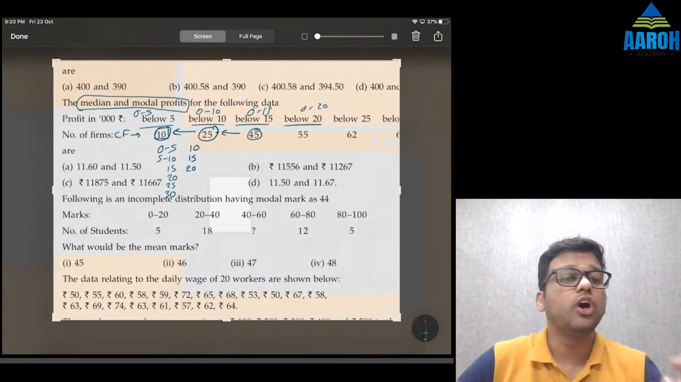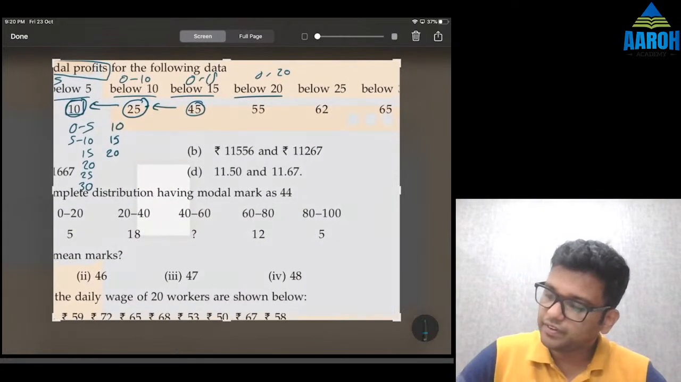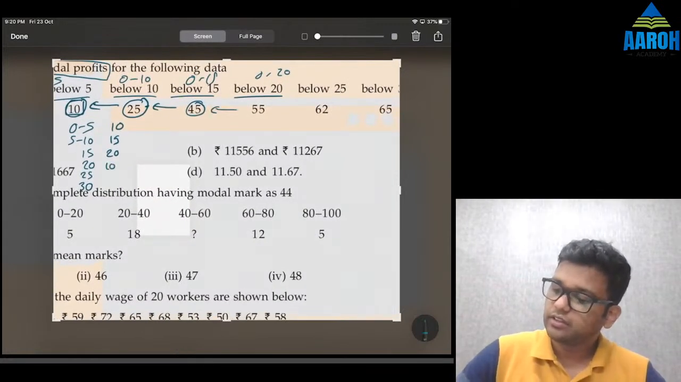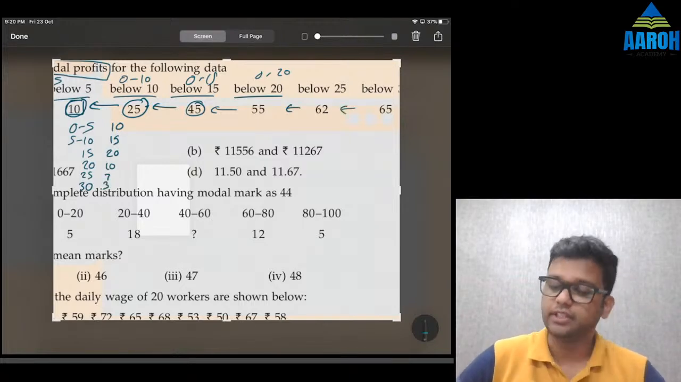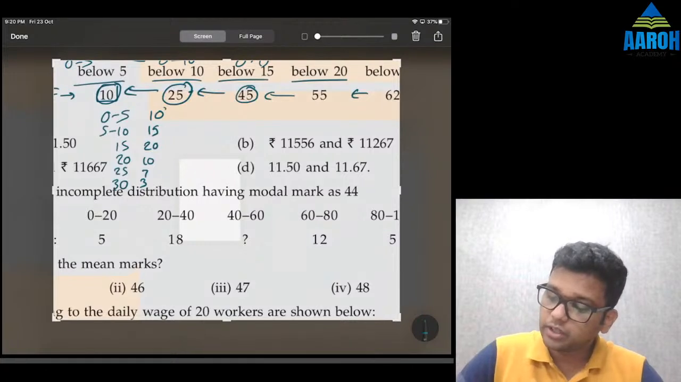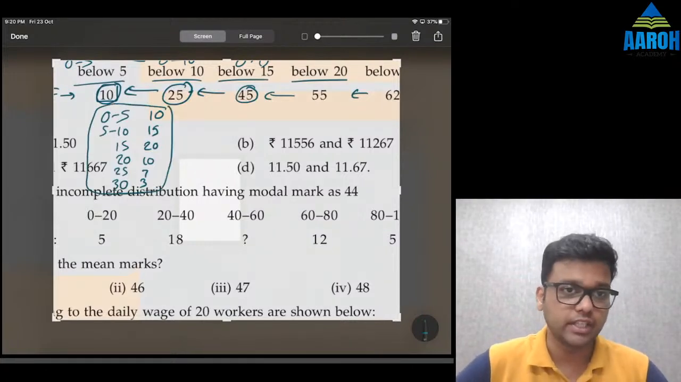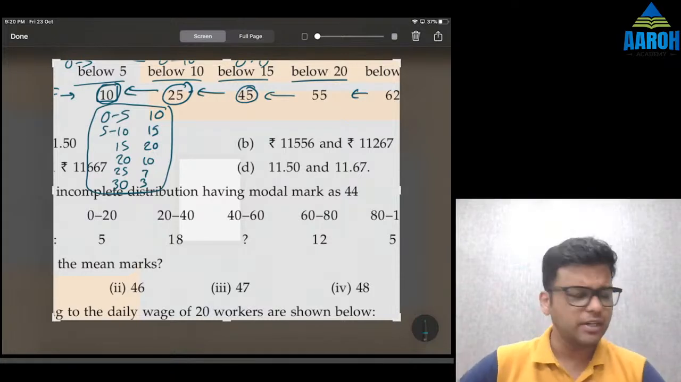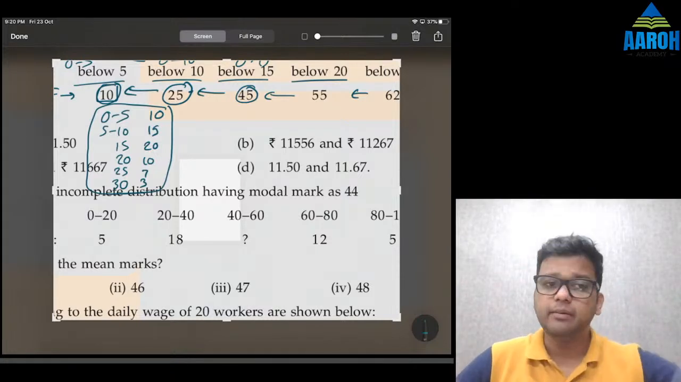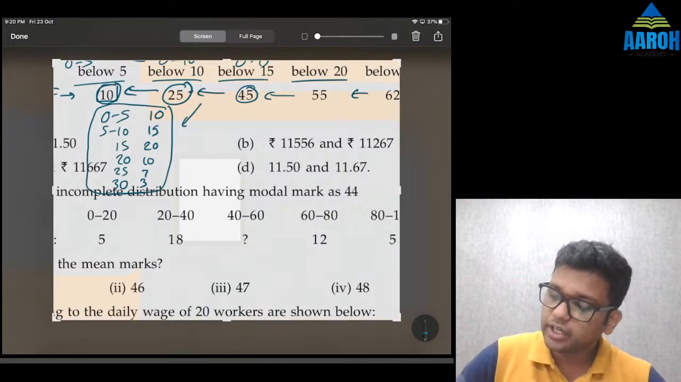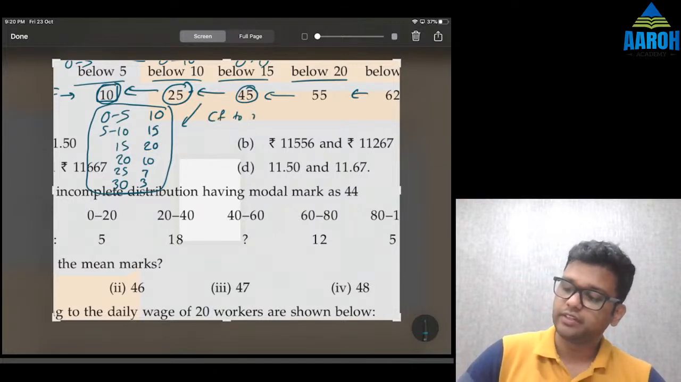We have to convert it to normal frequency first. Then 55 minus 45, which is 10. 62 minus 55, which is 7. And 65 minus 62, which is 3. So this will be our actual table, X and F. And then we can find mean, median, mode, whatever is asked. Right now, let's not calculate it. But tell me if you have understood the conversion of cumulative frequency to normal frequency.